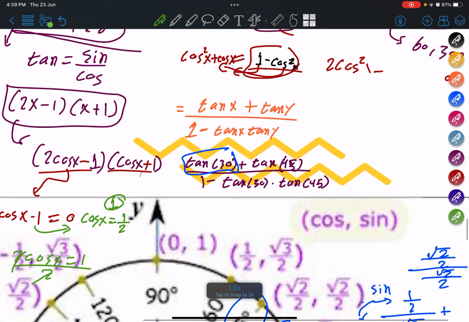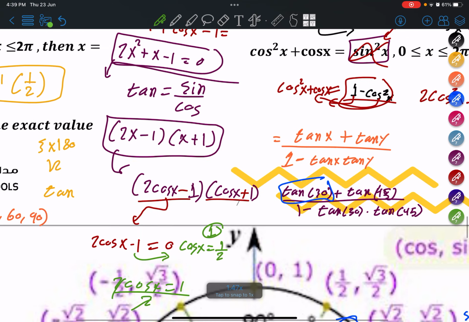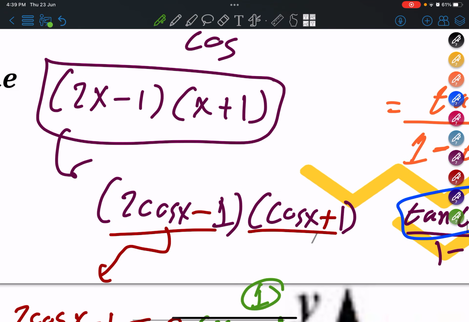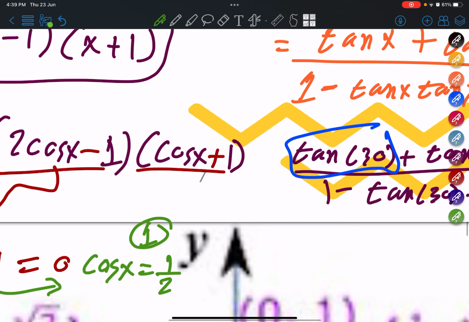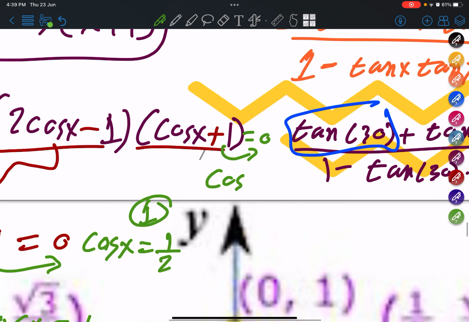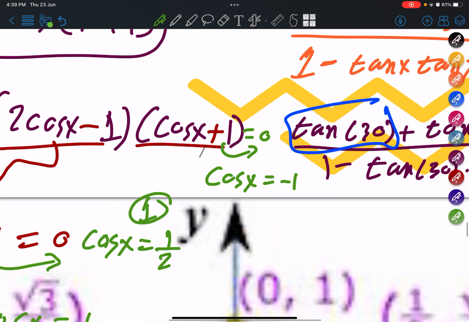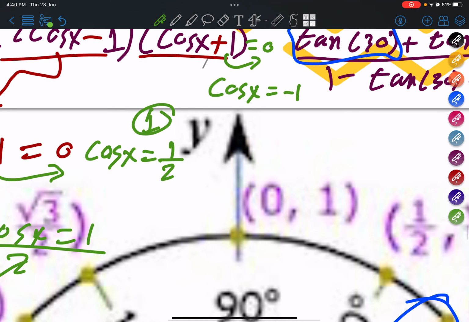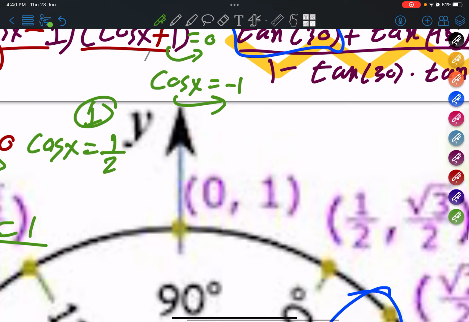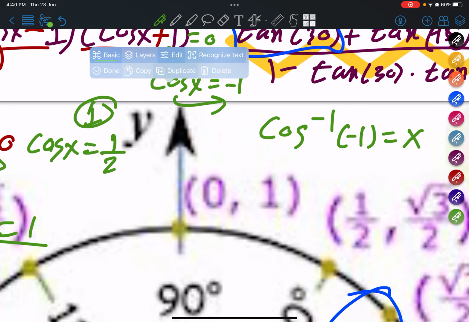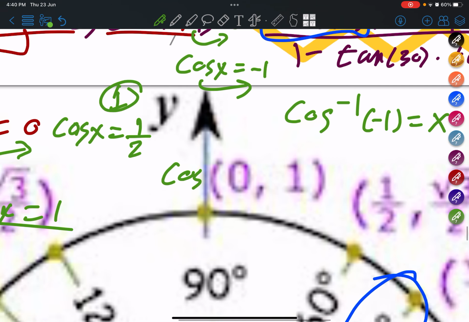And for the second formula, where is it? Let me try to find, yeah, here. Cosine x plus 1 will equal 0. So we put 1 to the other side, it will become cosine x equals negative 1. Okay, so let's get the inverse of each of these. So it will become cosine inverse of negative 1 will equal x, and here cosine inverse of 1 over 2 is going to equal x.